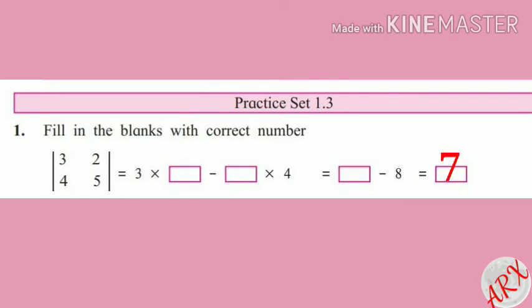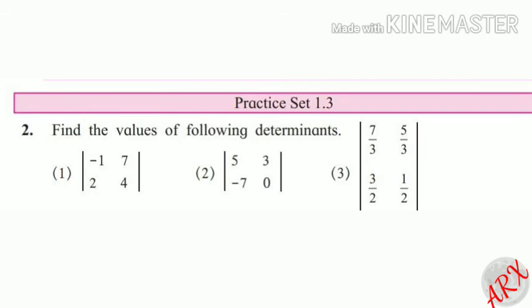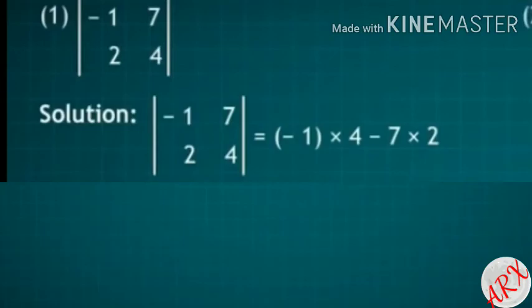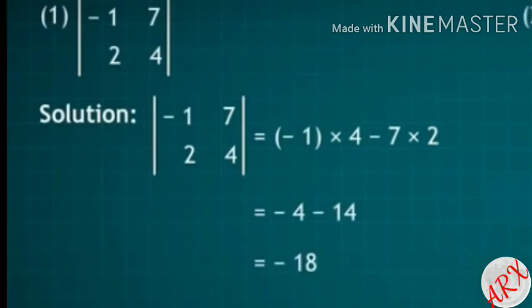Question number 2. Find the values of the following determinants. First, minus 1, 7, 2, 4. Again, we will do the multiplication of the determinant. Minus 1 into 4 minus 7 into 2. So the value will be minus 4 minus 14 equal to minus 18. Now we will move on to the next question.